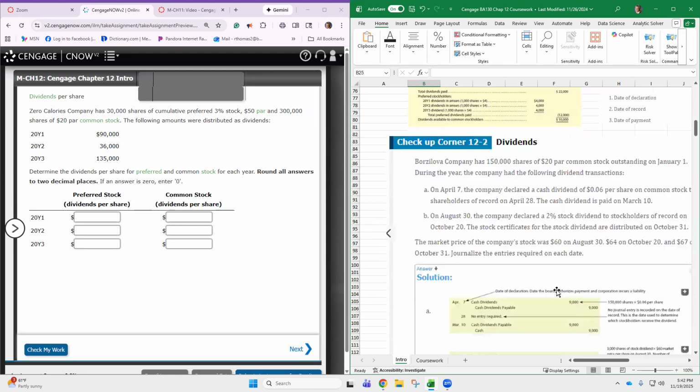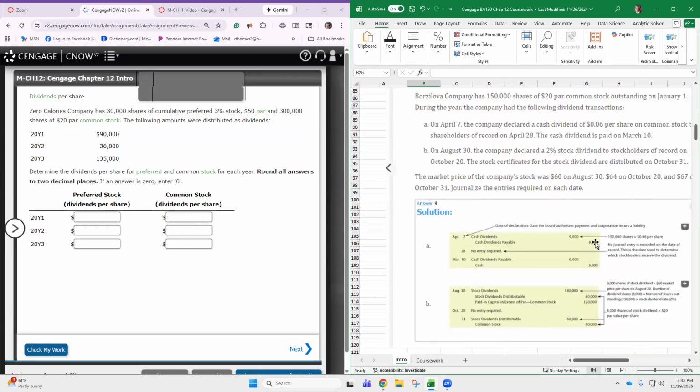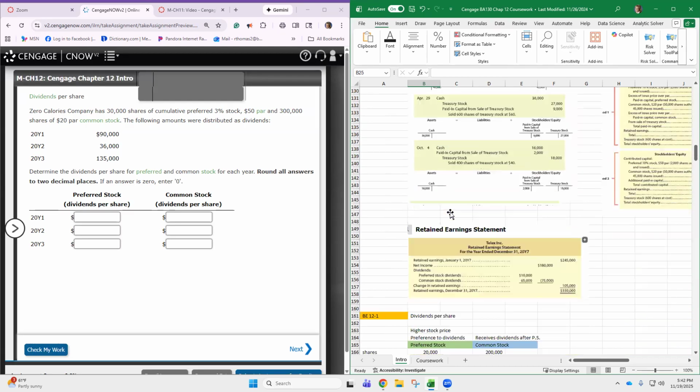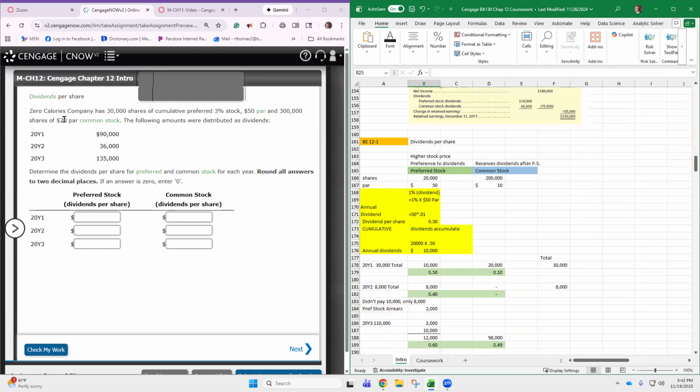All right, so let's go ahead and I've got some examples here of the things that are going on. All right, and let's see if we can't take care of this. All right, so the Zero Calories Company has 30,000 shares of cumulative preferred 3% stock. You say, what does all that mean? Well, it means, first of all, they have two classes of stock, right?